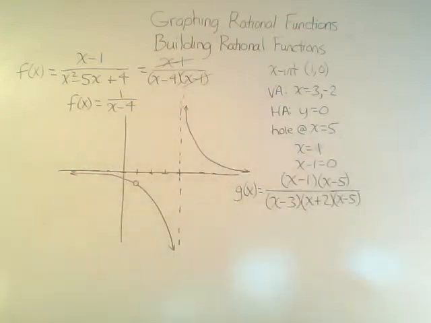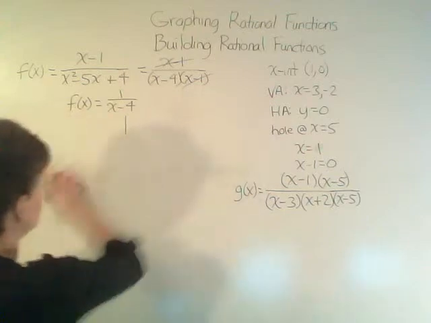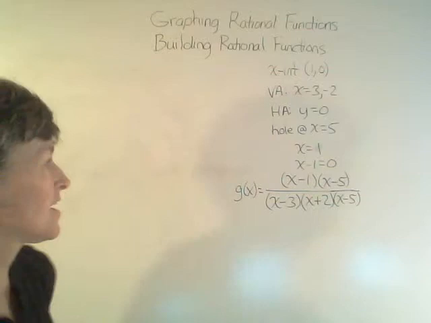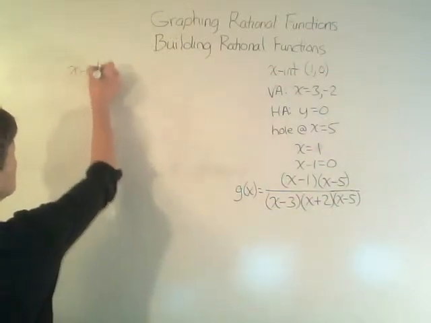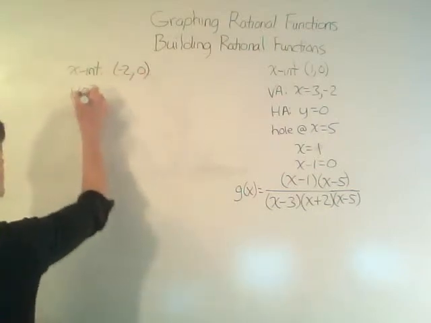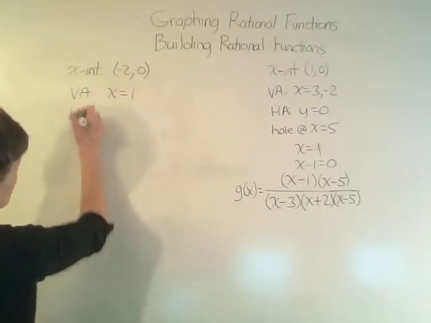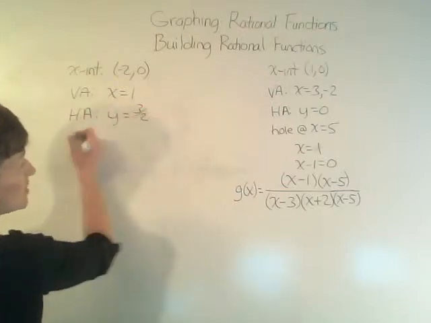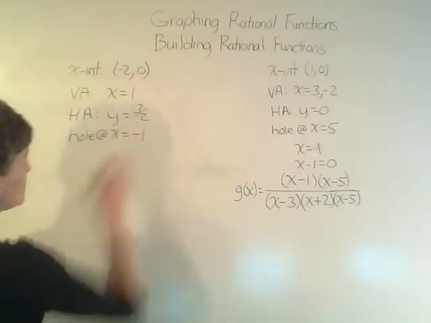Now let's do one more. Erase my graph here so that I have room. And let's say that I have an x-intercept of negative 2, 0, a vertical asymptote, x equals 1, a horizontal asymptote, y equals 3/2, and a hole at x equals negative 1.